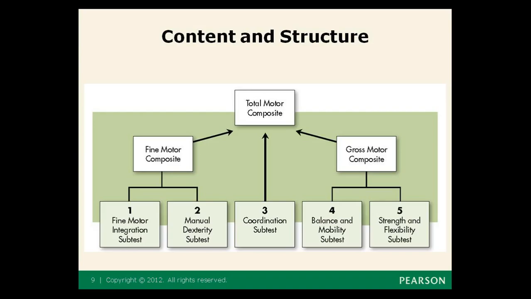So for subtest 3 under coordination, we're looking at 6 items here, and we're going to be measuring an examinee's ability to coordinate movements of the hands, arms, and feet. For balance and mobility, there are going to be 7 items, and we're evaluating motor control skills that are integral for standing, walking, and using stairs.